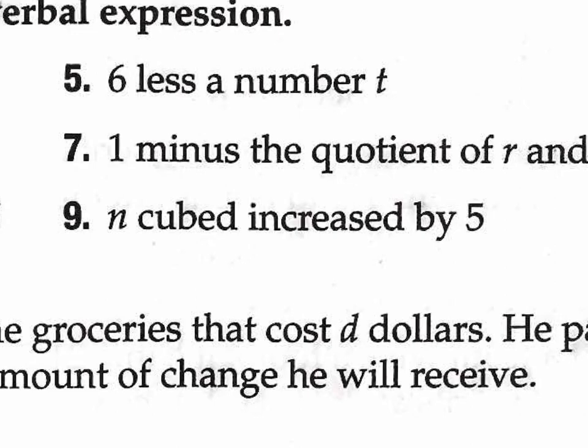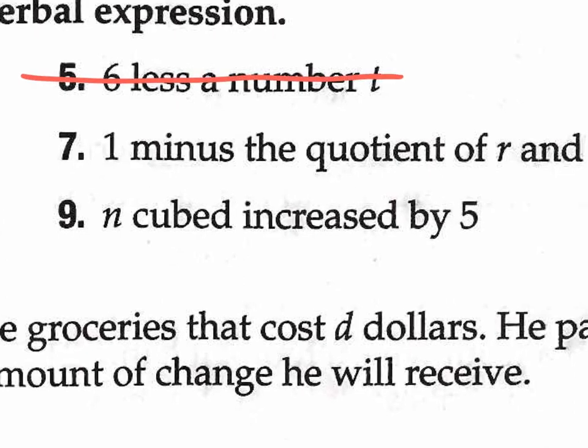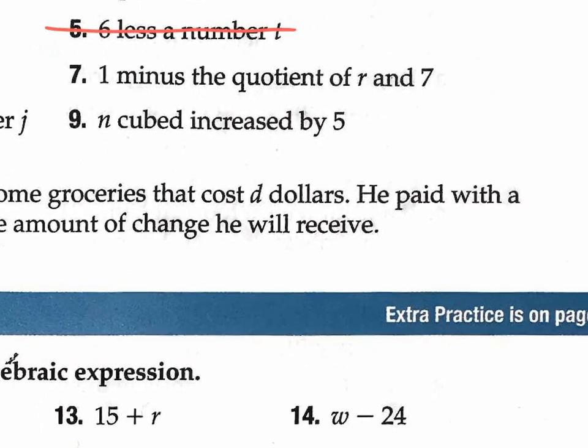Right here, 6 less a number t. Right there you would say 6 minus t, which is ridiculous because less than would imply a switch. So 6 less than a number t. You know what? That's a horrible one too. I'm not going to give you that one on a quiz. Let's just scratch that one out. Let's start with number 7. How's that? So let's do 7 through 27 odd as our homework.